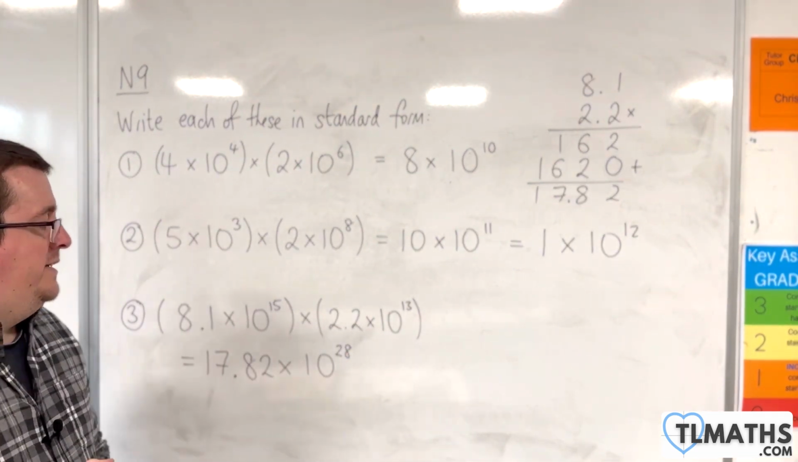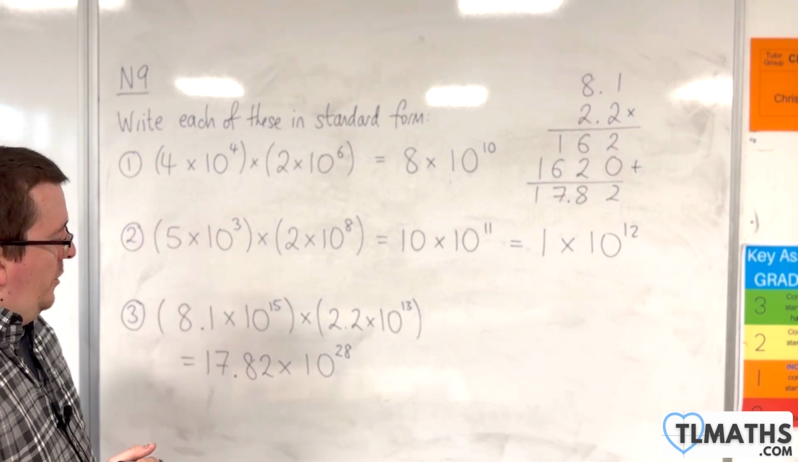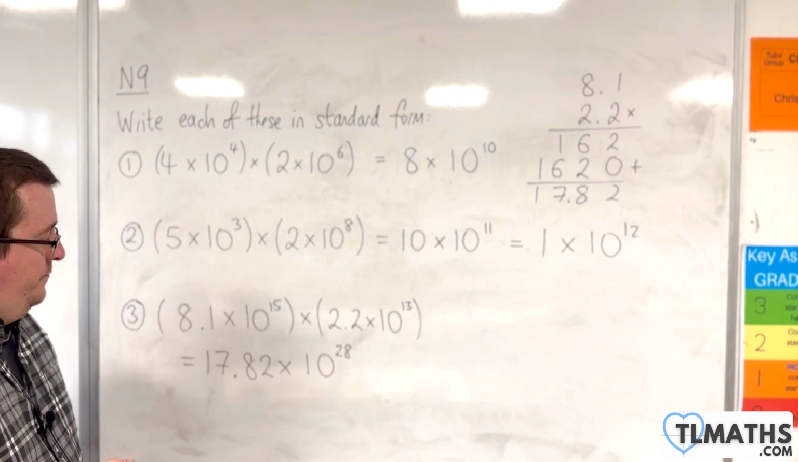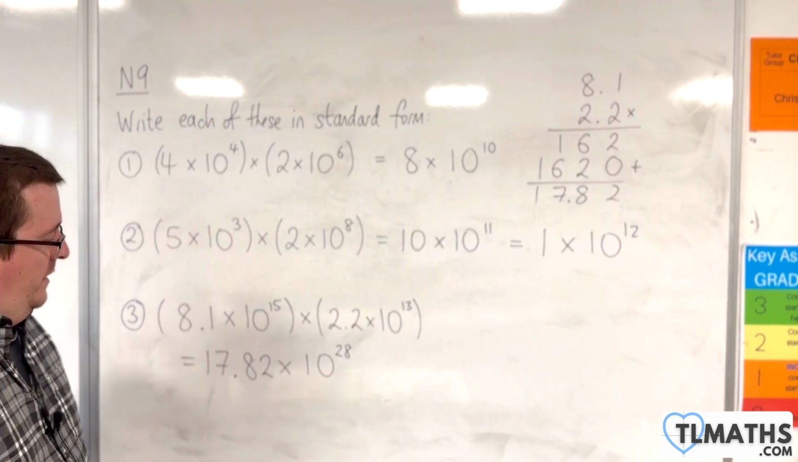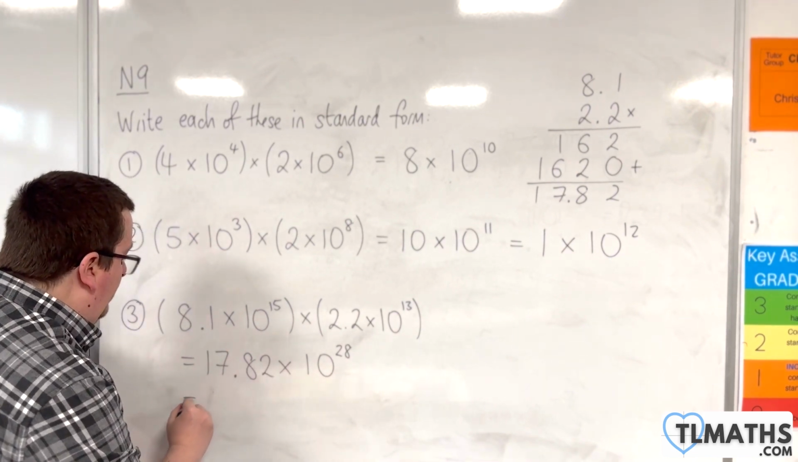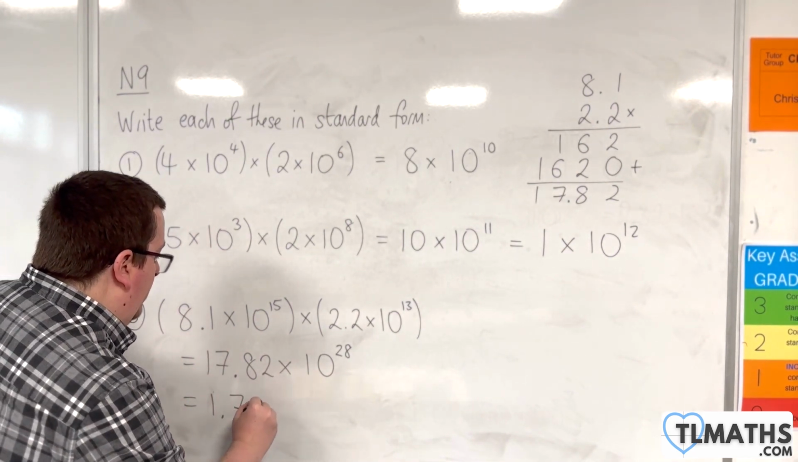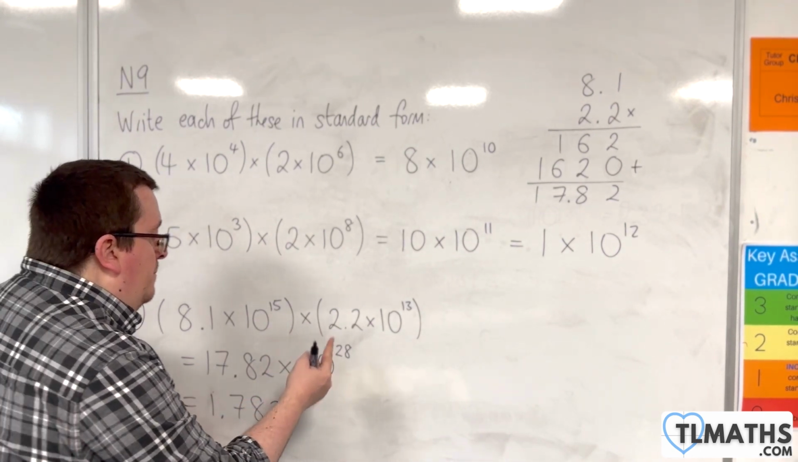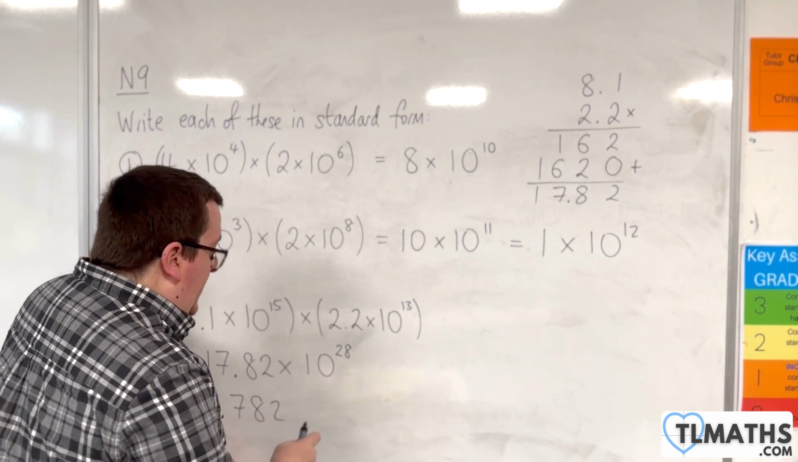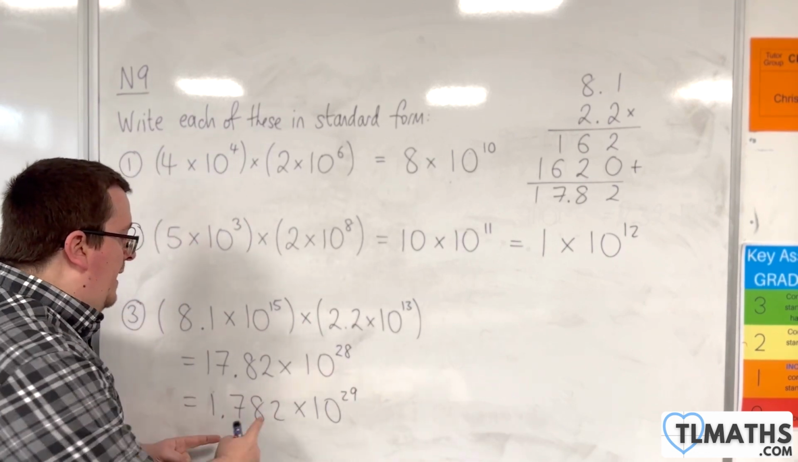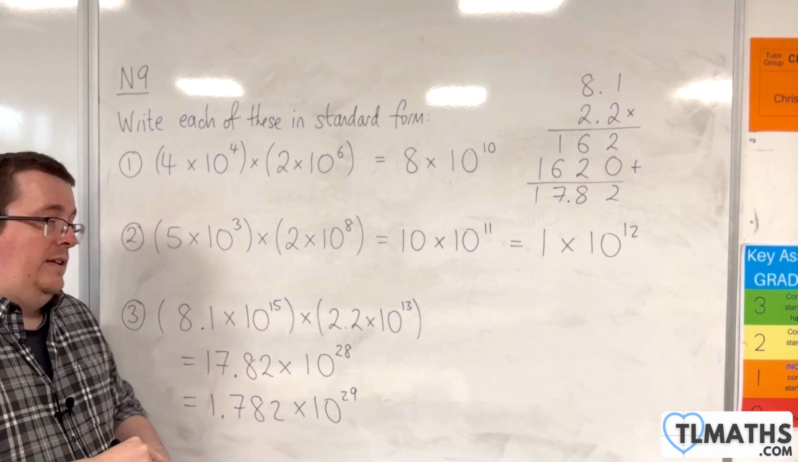But this isn't in standard form because our number here is greater than 10, or greater than or equal to 10 if you like. Okay, so what I'm going to need to do is I need this to be 1.782, so I need to divide that by 10, which means I need to multiply this by 10. So that's times 10 to the 29. And now our answer is in standard form.